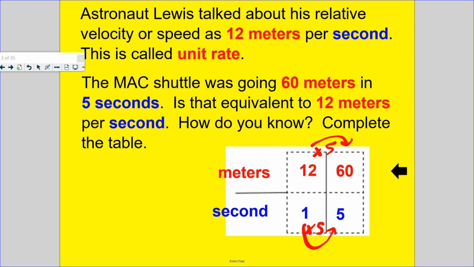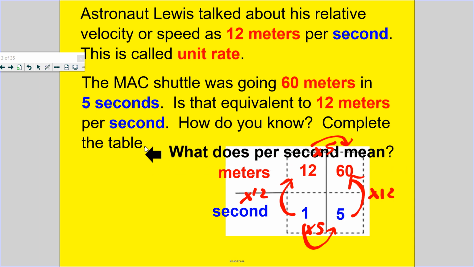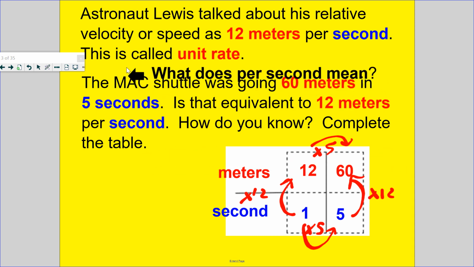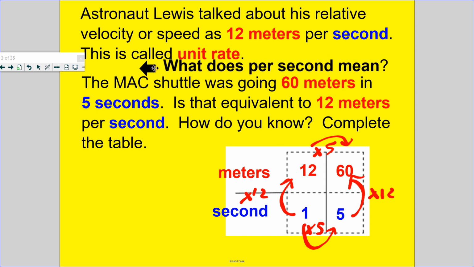Another way you could have done it is, how do you turn 1 second, an up and down relationship, 1 second to 12 meters? Times 12. How do you turn a 5 to a 60? Times 12. So that's another way you could have done it. So what does per second mean? Per second means for each second, for every 1 second.